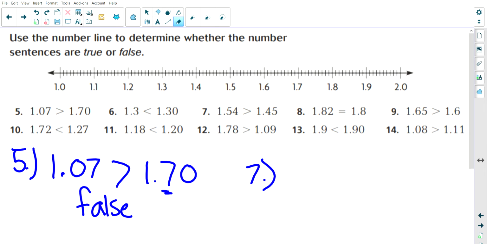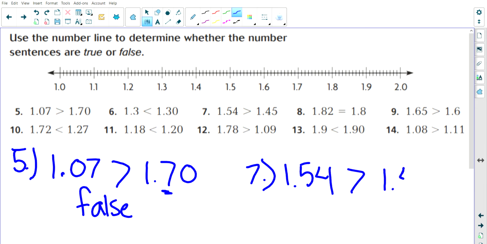Okay, number 7 says 1 and 54 hundredths is greater than 1 and 45 hundredths. Is that true? Let's take a look. 1 and 54 hundredths, I see this 5 in the tenths place tells me it's going to be somewhere between 1 and 5 tenths and 1 and 6 tenths. This 4 tells me that it's going to be 4 tick marks between 1 and 5 tenths and 1 and 6 tenths. So I'm going to come over to 1 and 5 tenths. I'm going to move 1, 2, 3, 4 points. That'll put me at 1.54 or 1 and 54 hundredths.